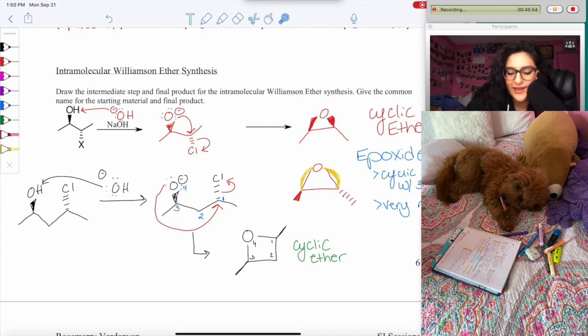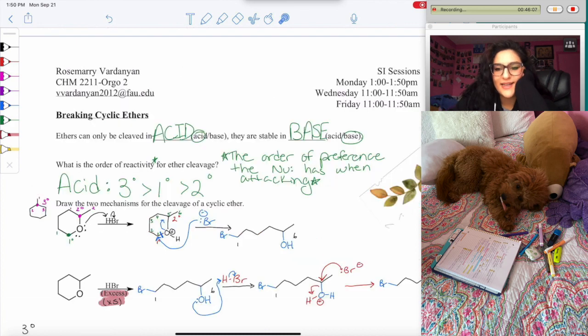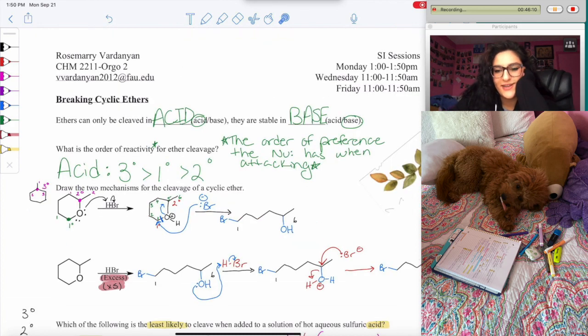Vicinal! Cool! Okay. What if they were on the same carbon? What is that called? Geminal. Sweet. Okay, so what exactly is an epoxide? I know it was literally just on the screen, but what's an epoxide? A cyclic ether with 3 members.